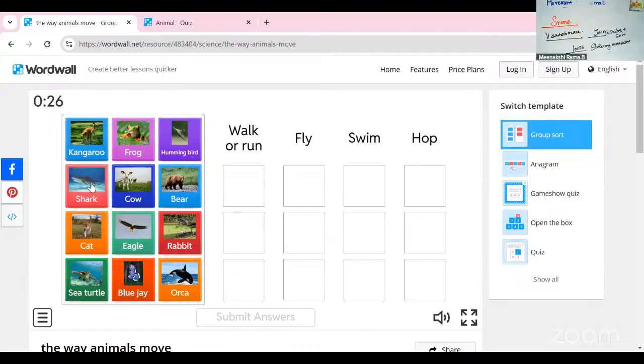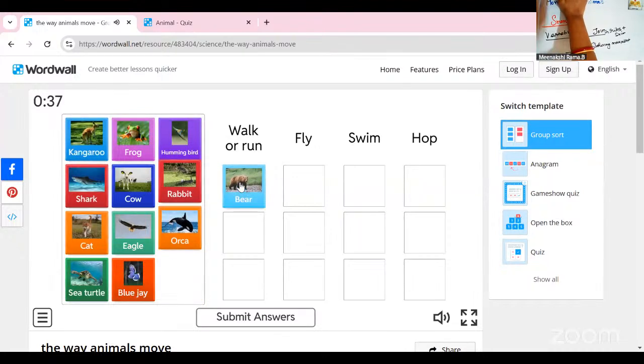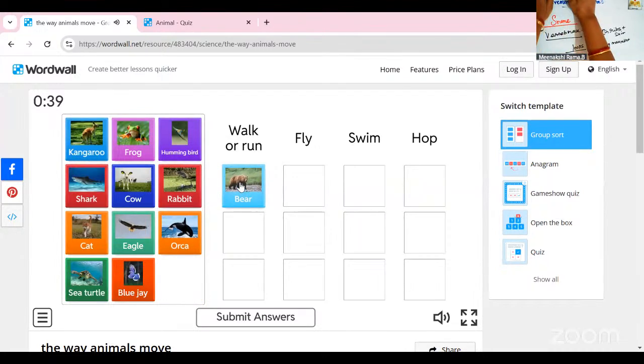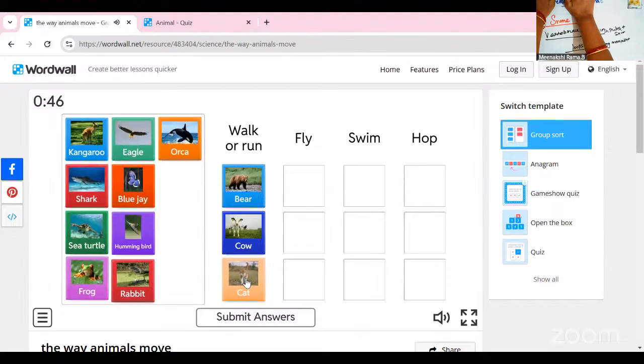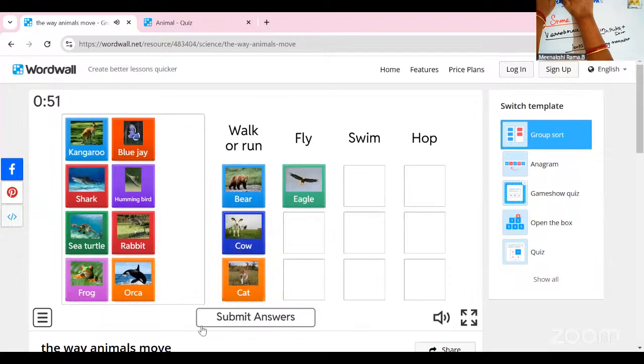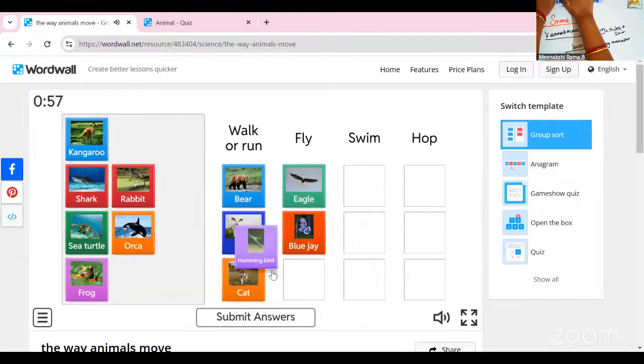So what are the animals? Walk or run. First one, yes, that is bear. Bear is always walking. Next one, cow. And next, cat. Okay. Flying: eagle, and then blue jay, and then hummingbird.